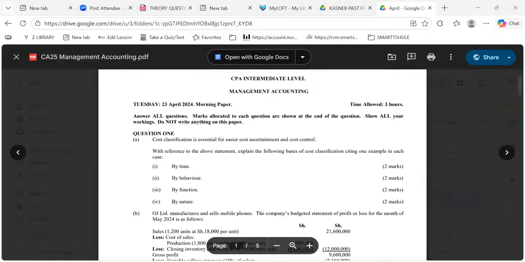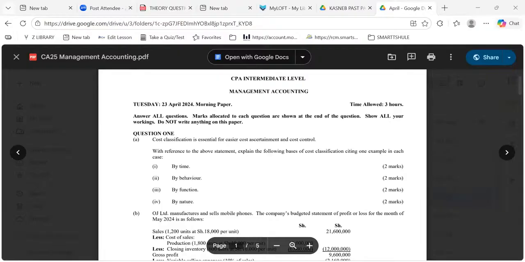Costs are normally classified, that's number 2. Costs are normally classified based on so many categories. The first category of classifying costs is based on time. Number 2, we can classify costs based on behavior. We can classify cost based on function. We can classify cost based on nature.